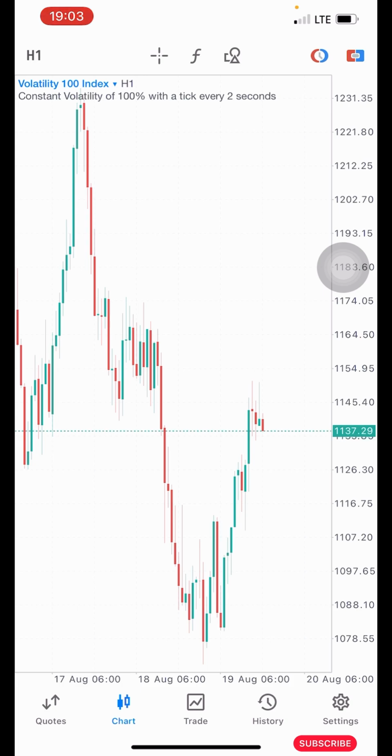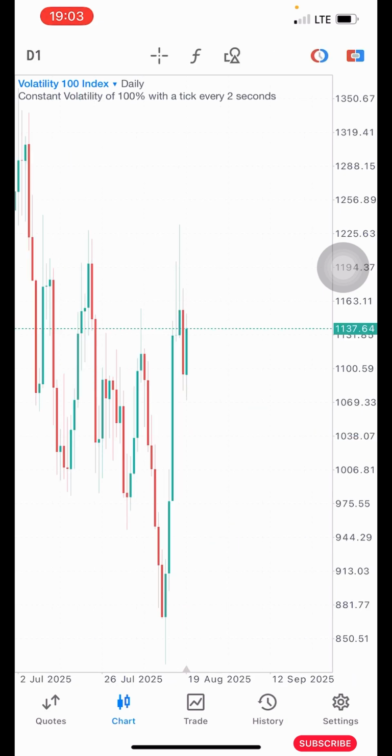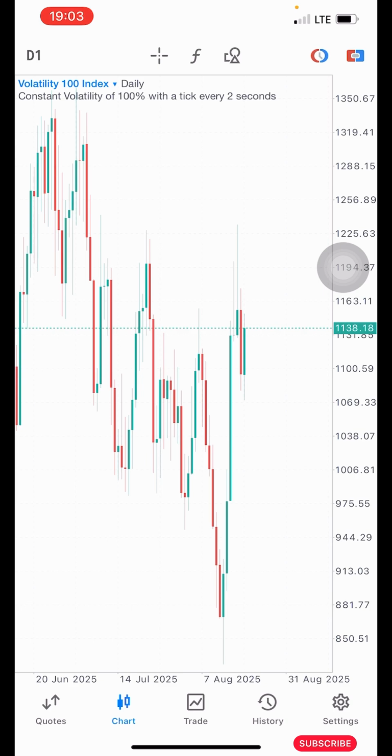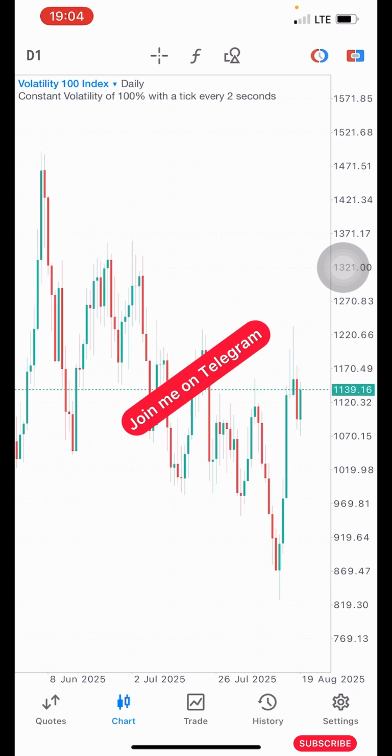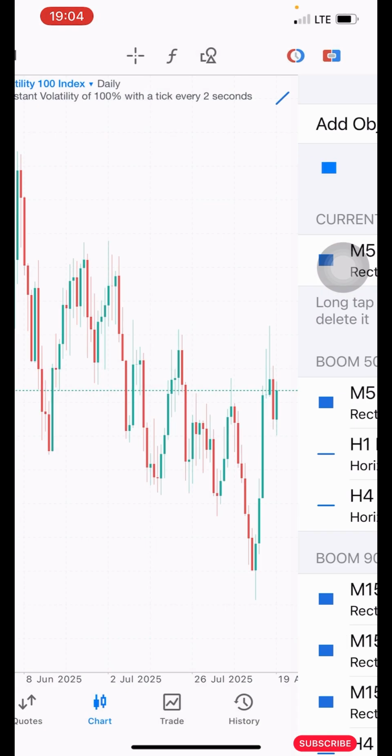So I'm going to head to the daily time frame now, and I'll be doing the analysis starting from there. Here on the daily time frame, I'm first going to try to identify the trend of the market, because like the saying goes, the trend is your friend. I want to be following the direction of the market, trading in the same direction as the overall trend.